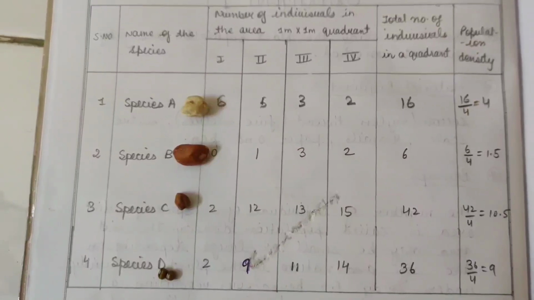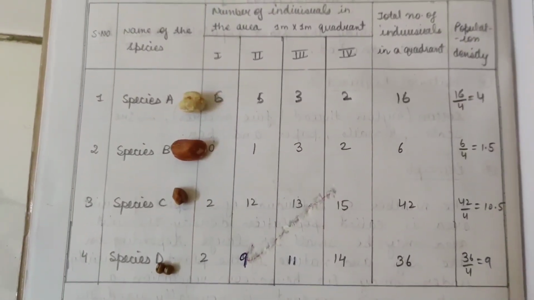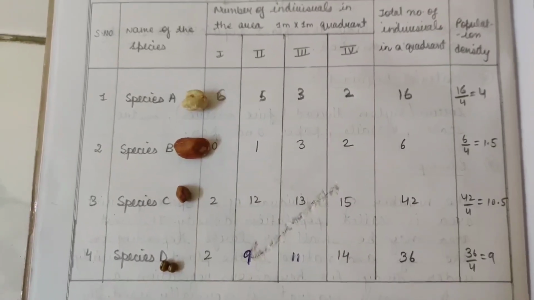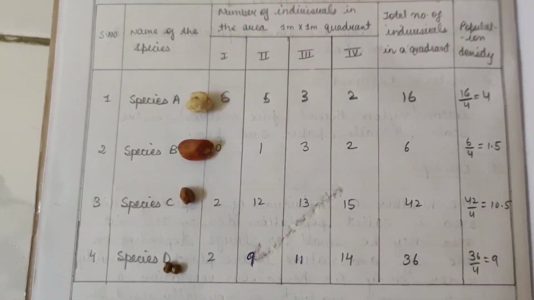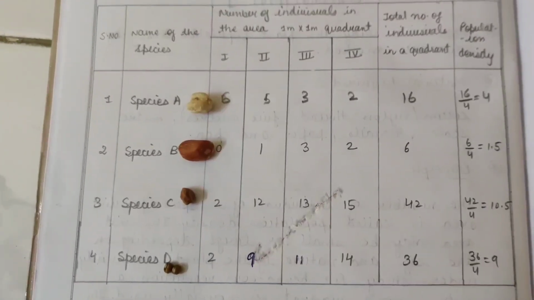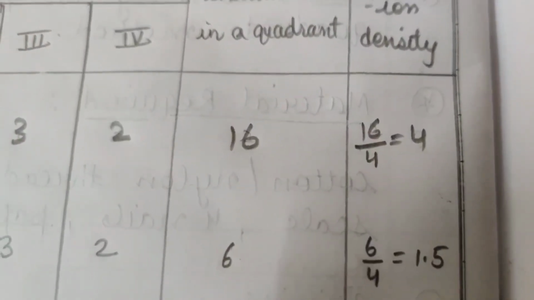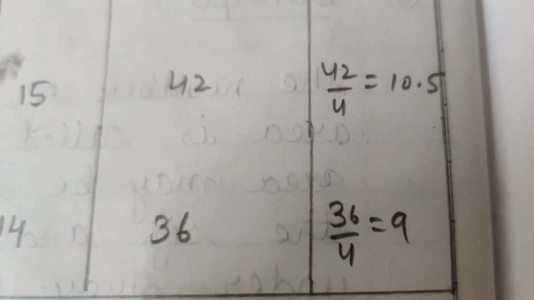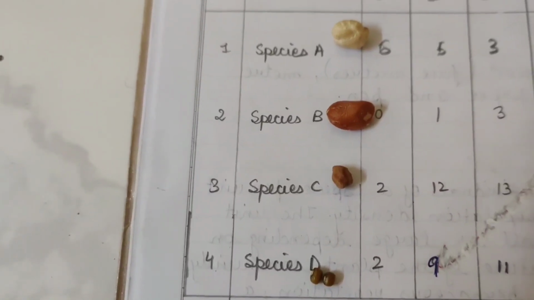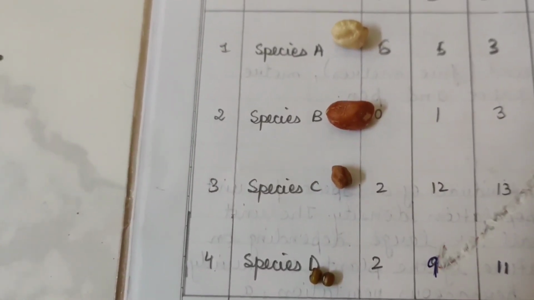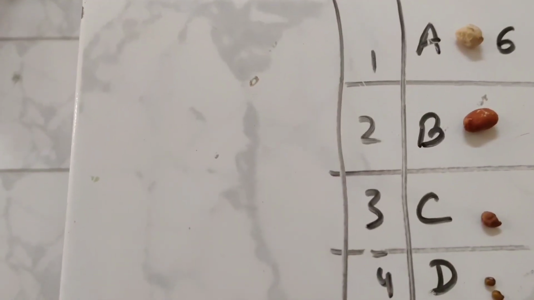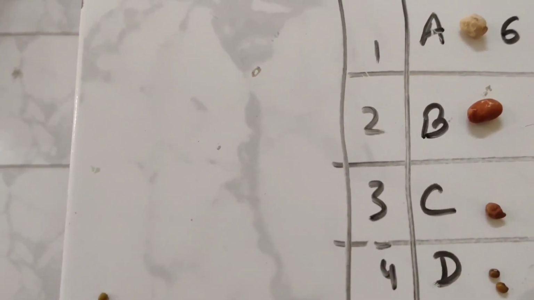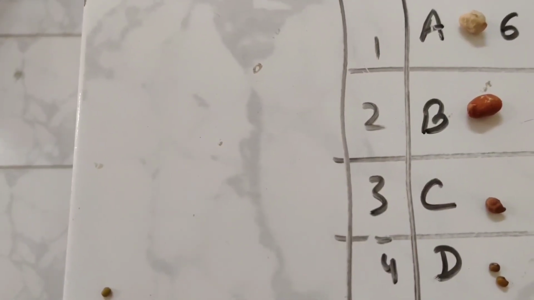Then we compare the population density for these 4 species. In this way, our observation table is ready, and we have calculated the population density for the 4 given plant species. Now we will compare it. See, it is 4 for species A, 1.5 for species B, 10.5 for C, and 9 for D. So it is clear that in the 4 quadrants, the 4 species are present. The average population density of species C is highest and that of species B is lowest.